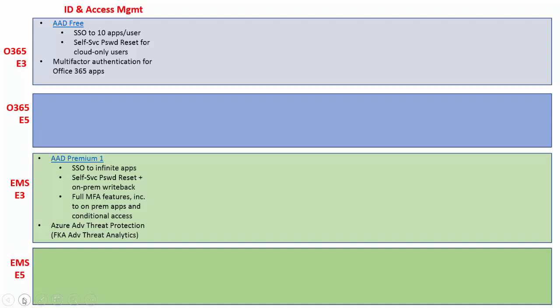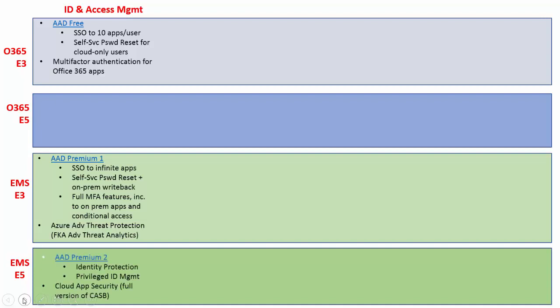Formerly known as Advanced Threat Analytics, you also get Azure Advanced Threat Protection with your Azure Active Directory P1 license, and that allows you to look after on-premises virtual machines and servers, as well as cloud applications that live in Azure or AWS that you want to track and monitor for inappropriate activity so that you can alert and flag a security administrator to take a look.